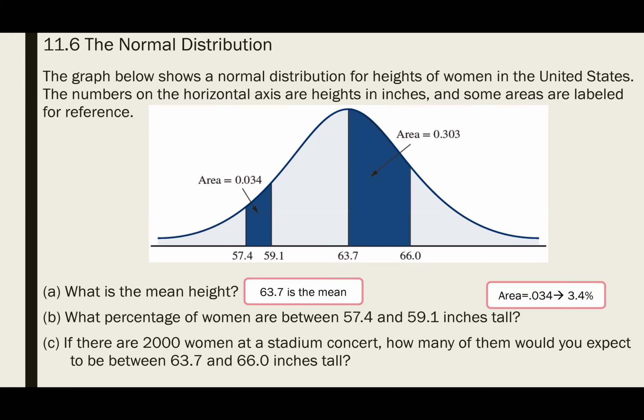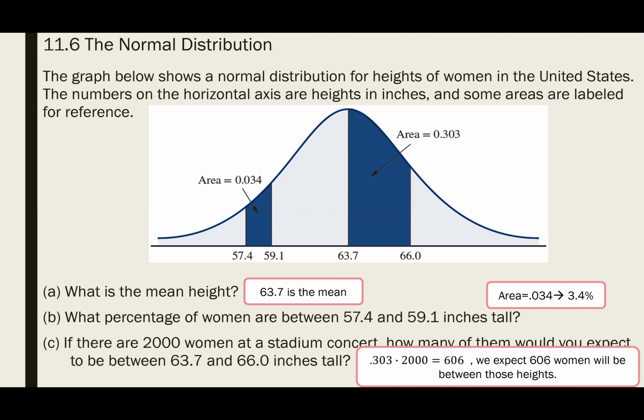Okay, and if they ask you, if there are 2,000 women in the stadium for the concert, how many of them would be expected between the height of 63.7 and 66.0? So if you look at this here, how do we find the number of people? To find the number of people, all you do is take the percentage, or in this case the area, multiplied by the total people you have.